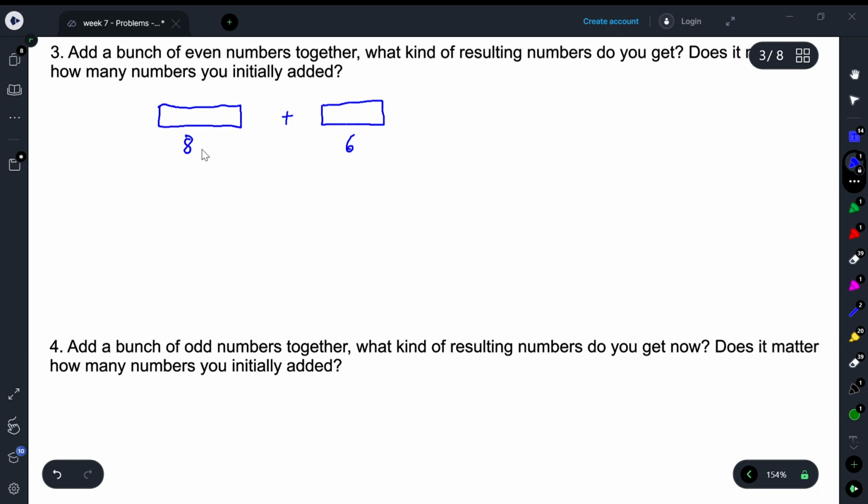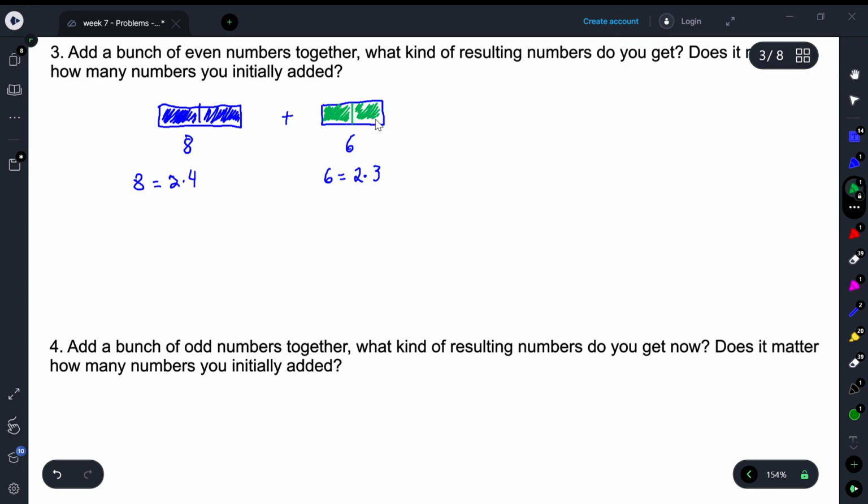Well, what do we know about even numbers? An even number can be split exactly in half with no leftovers, right? We know that 8 is 2 times 4, so it can be divided into 2 4s. And 6 as well, because it's an even number, we could write it as 2 times 3. So we could split 6 in half. We can divide 6 by 2 and we get an answer of 3. So we could also think of splitting this little rectangle into 2 halves.